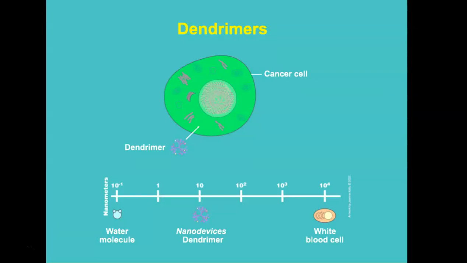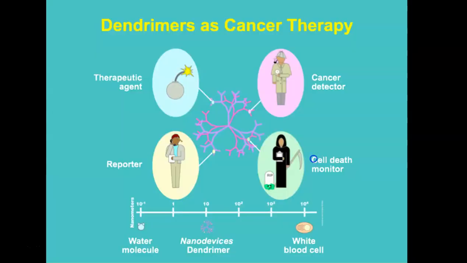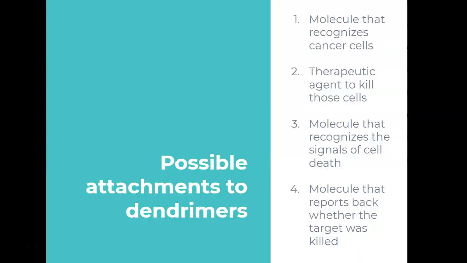And here's just kind of a visual. It doesn't really do anything per se. But it can act as a therapeutic agent, meaning drug delivery. It can act as a reporter if you have some kind of fluorescence attached to it. It can monitor cell death if it's programmed to attach or respond to specific proteins that are involved in apoptosis. It can detect cancer. So it has a lot of applications in terms of delivery and detection. And here's kind of what I just went over.